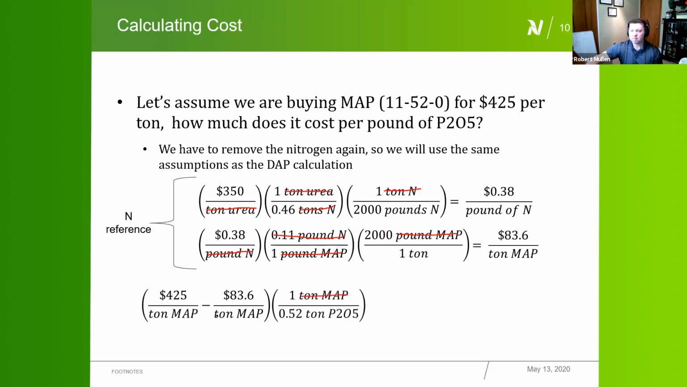My ton of MAP, this unit is going away. I know, again, now I'm just converting from pounds to tons. Tons go away, tons go away. I'm left with dollars per pound of P2O5. Now it's just the math. 425 minus 83.6 divided by 0.52 divided by 2,000 gives me 0.32.